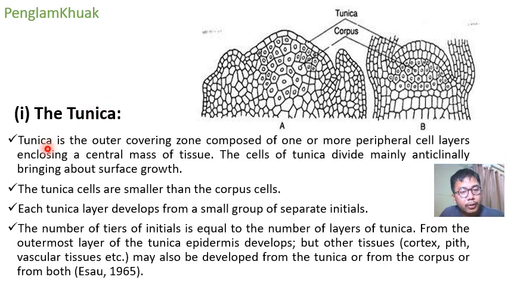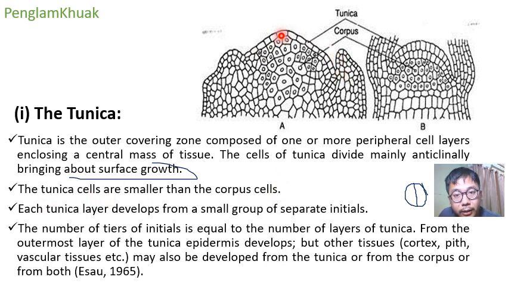Tunica is the outer covering zone composed of one or more peripheral cells. This layer can be one or more. Here in this diagram, it is one layer. They will enclose, I mean cover, the central mass of tissue, that is the corpus, and the cells of the tunica divide mainly anticlinally, that is, the division is perpendicular, bringing about surface growth. This epidermis or outer layer is the surface growth.